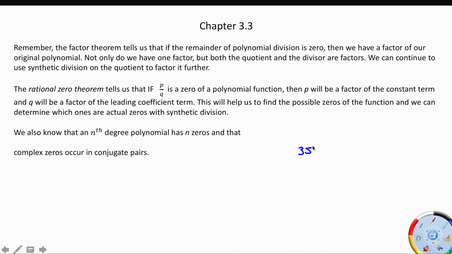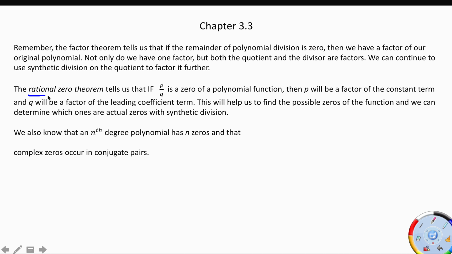In other words, if we do a division and we get a remainder of 0, then we know that the divisor and the quotient are both factors of the dividend. In this case, 5 and 7 are both factors of 35. So if our remainder is 0, then we have found two factors. We can continue to use synthetic division on the quotient to factor it further.